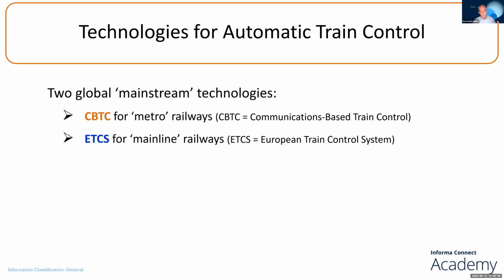So, and for those systems that sit somewhere in between a city railway with high capacity demands and a mainline railway, you can choose either or. And for all these cities, I have witnessed technology selection processes where CBTC and ETCS were the candidates, and one of the two was selected.